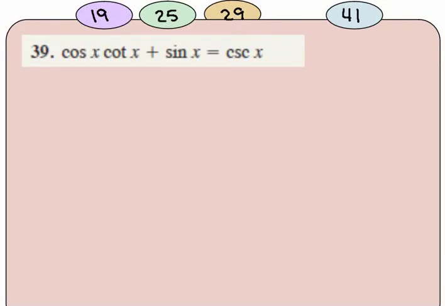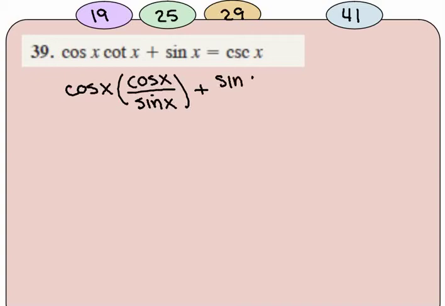here I'm going to again suggest we put everything into sine and cosine, and see if things just start to work themselves out. So this is going to be cosine times cosine over sine plus sine over 1. So in this case, our common denominator is going to be sine x. So I'm going to multiply this side by sine over sine. And so we'll end up with a cosine squared x when I distribute those, plus a sine squared x, all over our new common denominator of sine x.